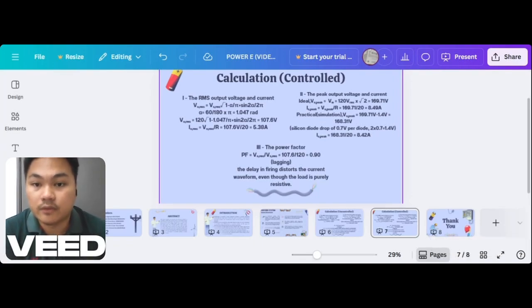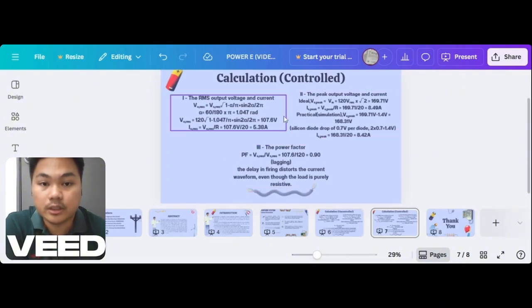So we insert the values: 120 times the square root of 1 minus 1.047 over pi plus sine 2 alpha over 2 pi, equal to 107.64. So I naught RMS is equal to V naught RMS over R, equal to 107.6 volt over 20 ohm, equal to 5.38 ampere.